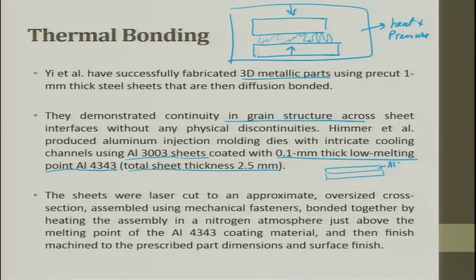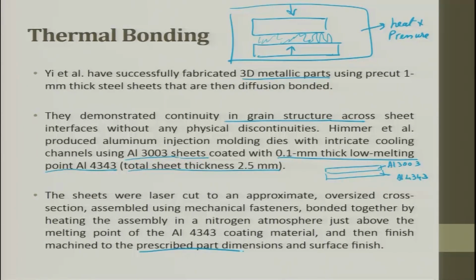So, it is AL3003, this is AL4343. Okay. The sheets were laser cut to an approximate oversized cross section, assembled using mechanical fasteners, bonded together by heating the assembly in a nitrogen atmosphere, because it should not get oxidized, just above the melting point of AL4343 coated material, and then finish machined to the prescribed part dimension and surface finish.